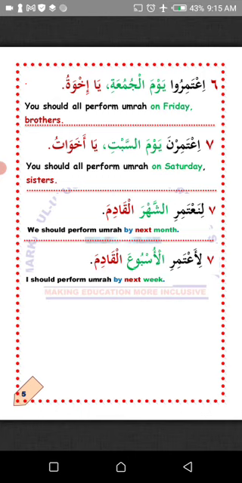ثمانية, number eight. لنعتمر الشهر القادم. لنعتمر, we should perform umrah الشهر القادم, by next month.